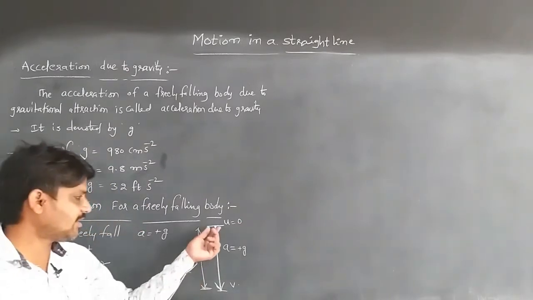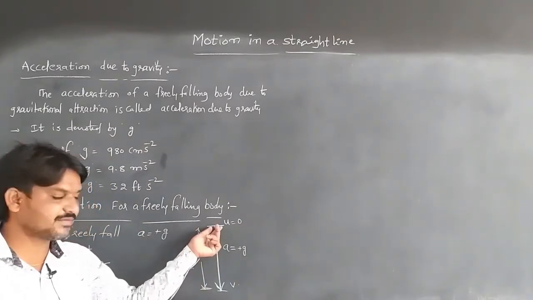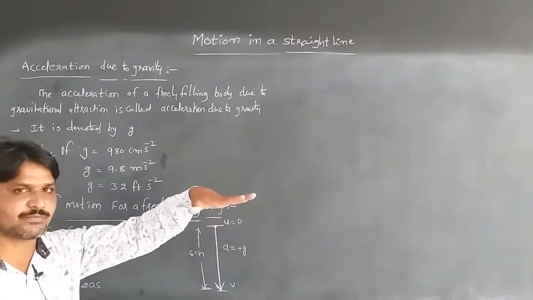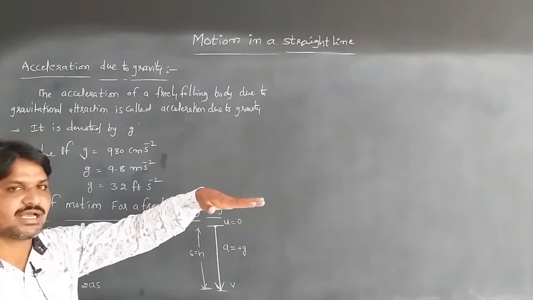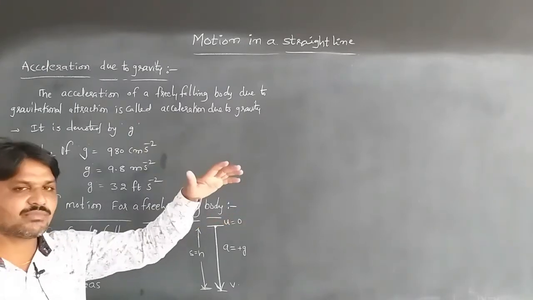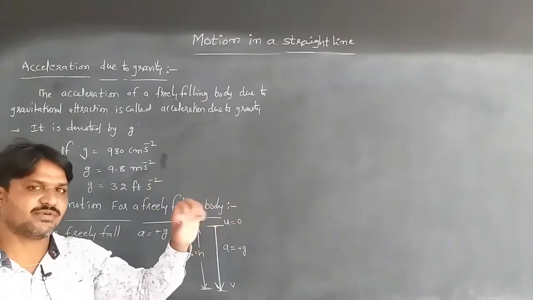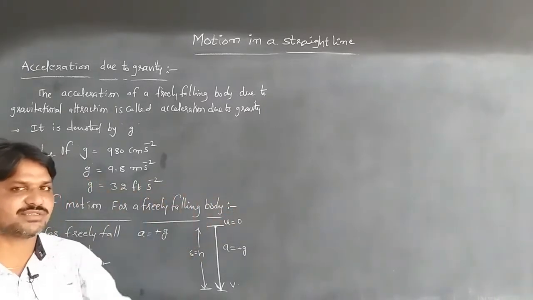Whenever the body is freely falling, its initial velocity is zero because it starts from rest. So u is equal to 0. Whenever the body is falling freely from a certain height, that initial velocity will be 0 when it is released. Otherwise, if an object is thrown using force, there will be some initial velocity.